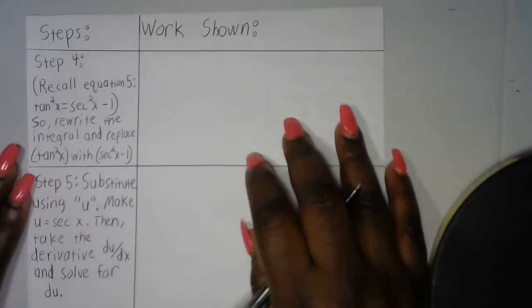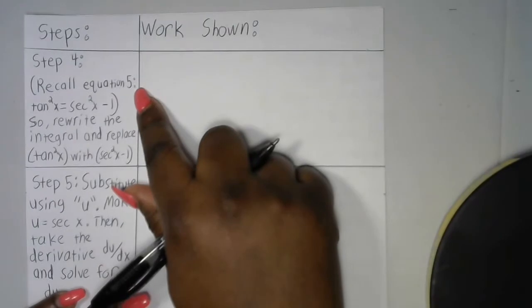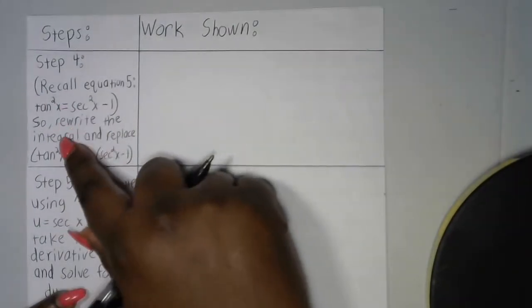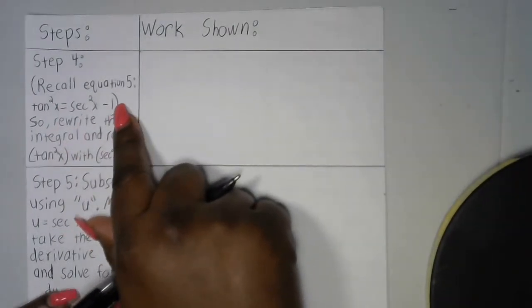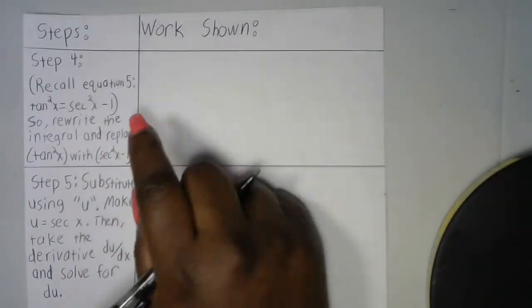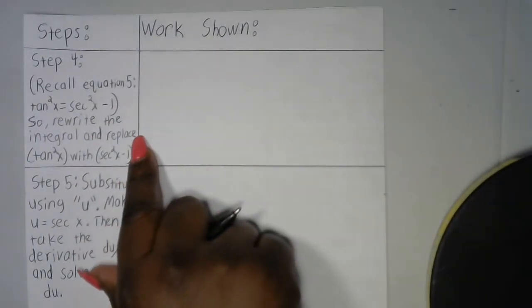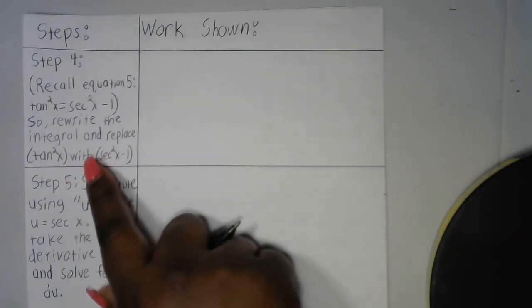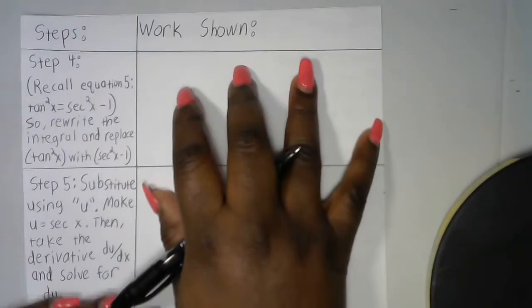Alright, so for step 4, if you recall from equation 5, tan x squared is equal to secant x squared minus 1. So what we can do is rewrite the integral and replace tan x squared with secant x squared minus 1. So what do we have so far?